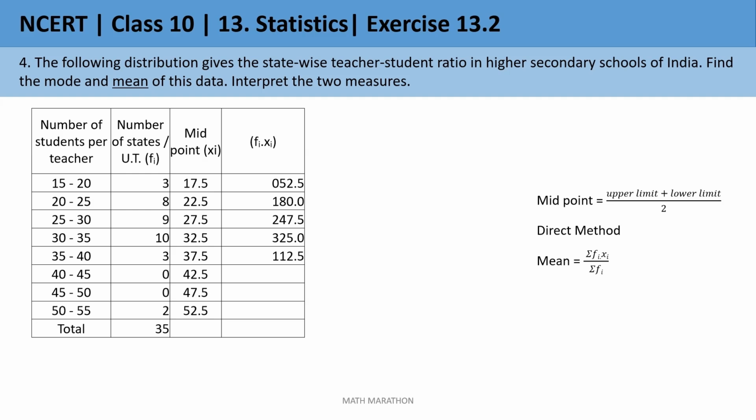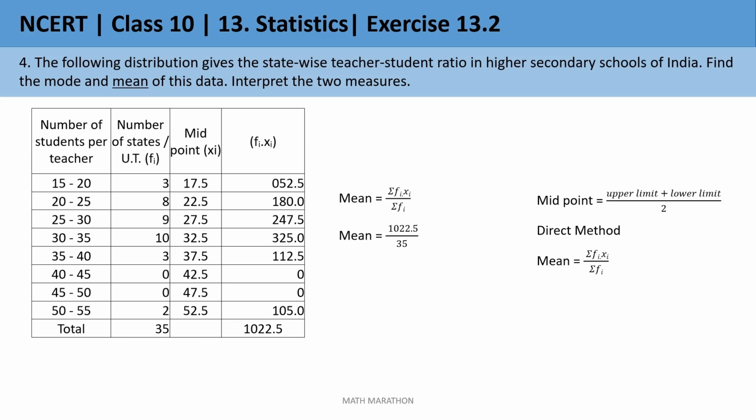3 multiplied by 37.5 is 112.5. 0 multiplied by 42.5 is 0. 0 multiplied by 47.5 is 0. 2 multiplied by 52.5 is 105. Summation of FiXi is 1022.5. Formula to calculate mean is summation of FiXi divided by summation of Fi.